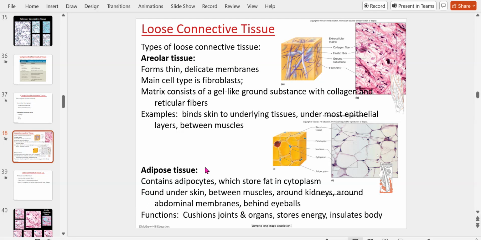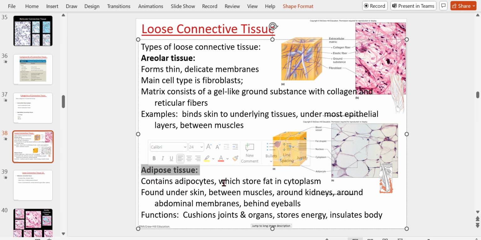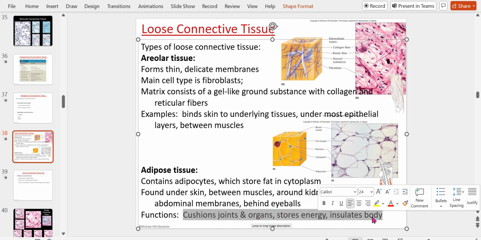Loose connective tissue includes areolar tissue and adipose tissue. Adipose tissue you'll be familiar with. This is where the fat is stored. Found under the skin, between muscles, around the kidneys, around the abdominal membranes, behind the eyeballs, it cushions joints and organs, stores energy, and insulates the body.